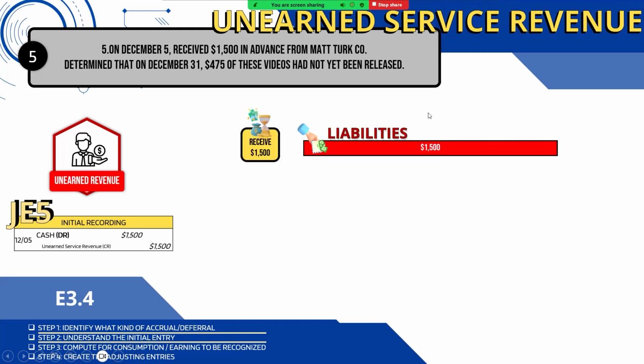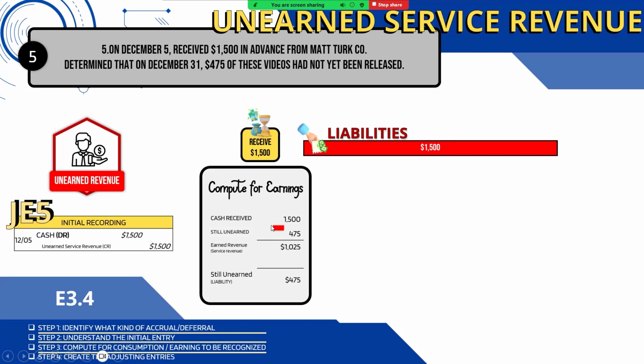So in total, since we haven't given them any of the videos, it's purely an obligation. But now at the end of the period, it clearly states that 475 have not yet been released. So therefore, 475 is our remaining obligation. The rest, we were actually able to earn as revenue, right?